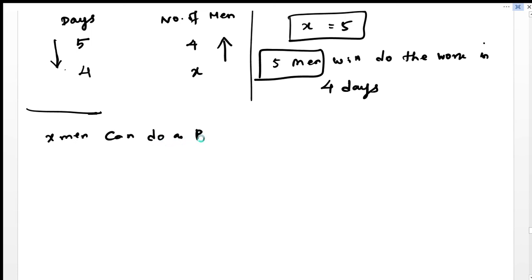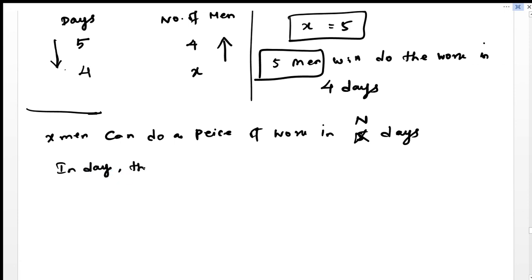Can do a piece of work in 5 days, or let us take some n days. Then in 1 day, always find out the work that will be done, which is x into n months. This is the concept here.